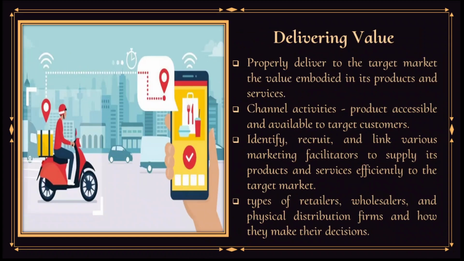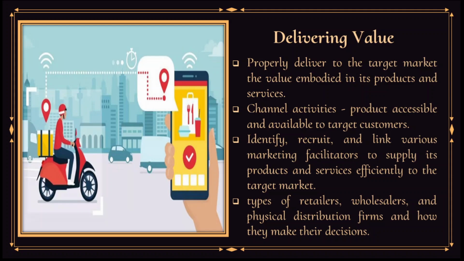And the next is delivering value. Here the company must also determine how to properly deliver to the target market the value embodied in its product and services. Channel activities include those the company undertakes to make the product accessible and available to the target customers. The company must identify, recruit, and link various marketing facilitators to supply the products and services efficiently to the target market. So the company must understand the various types of retailers, wholesalers, and physical distribution firms, and how they make their decisions.